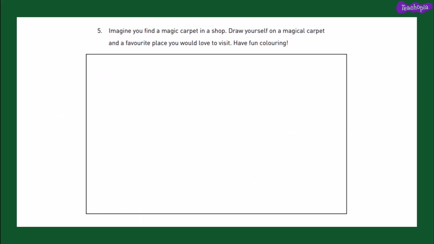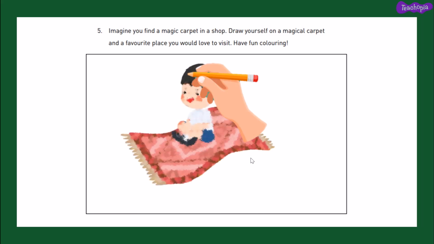Question 5 of this reading comprehension questionnaire is a self-reflective question. Here, learners can have fun drawing themselves on a magic carpet, and talk about a place that they would love to visit using their magic carpet. Ask learners to have fun and use their creativity while drawing this image.